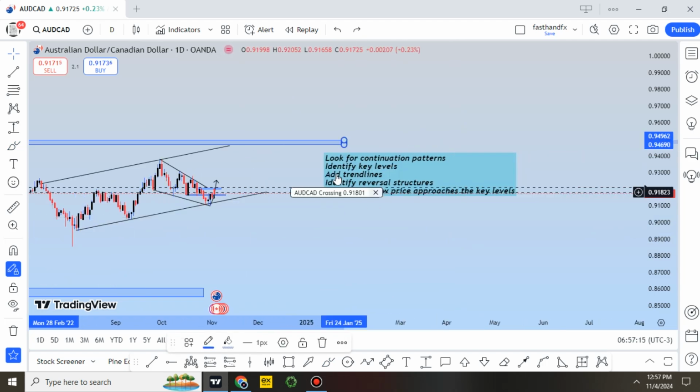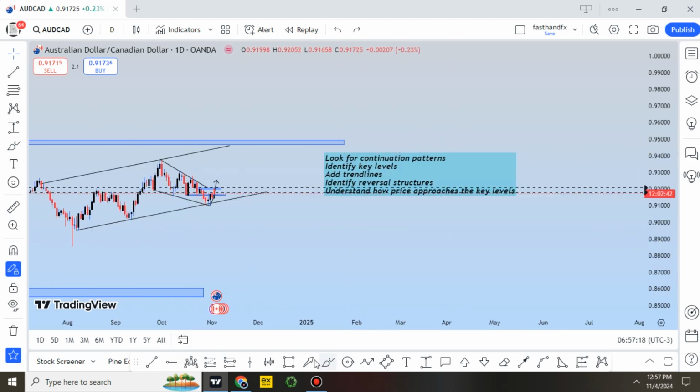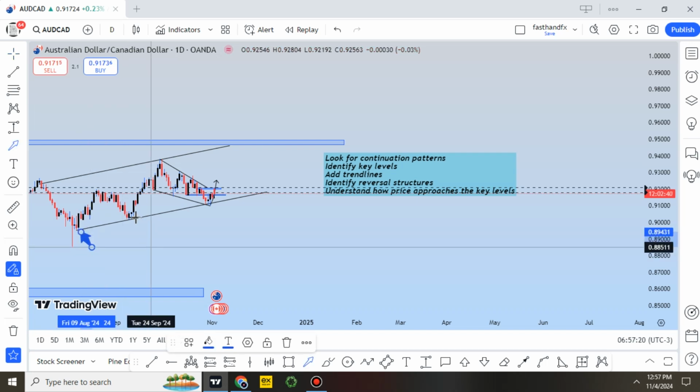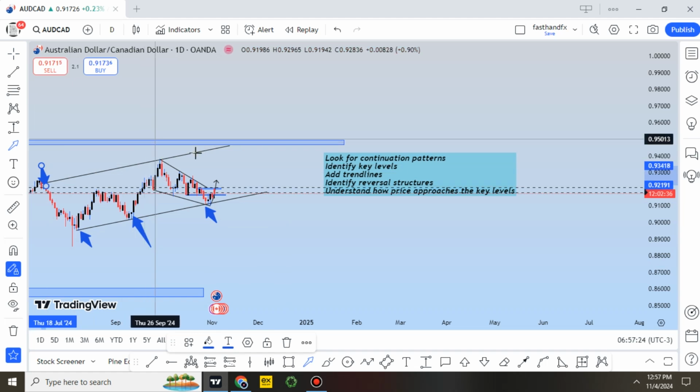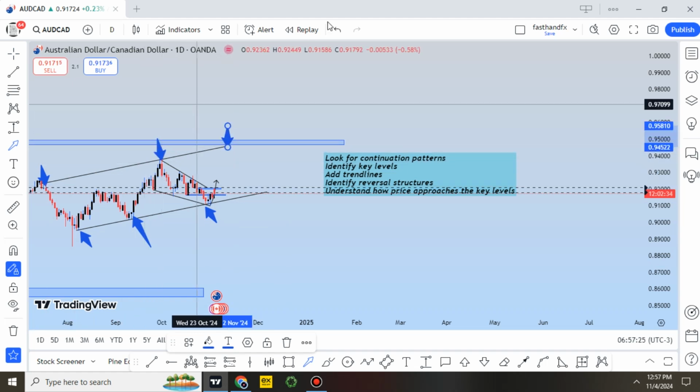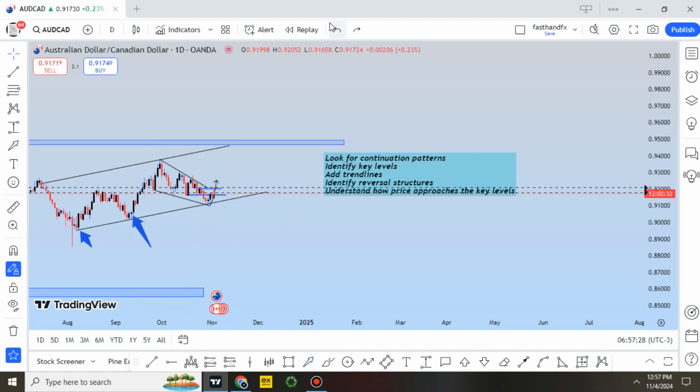Then the next thing is add a trend line. We've added the trend line. We've seen our first touch right there. Second touch, the market has hit the third touch, right? First touch, second touch, you anticipate the market to go back to hit that level to give us our third touch, right? Then identify reversal structures.